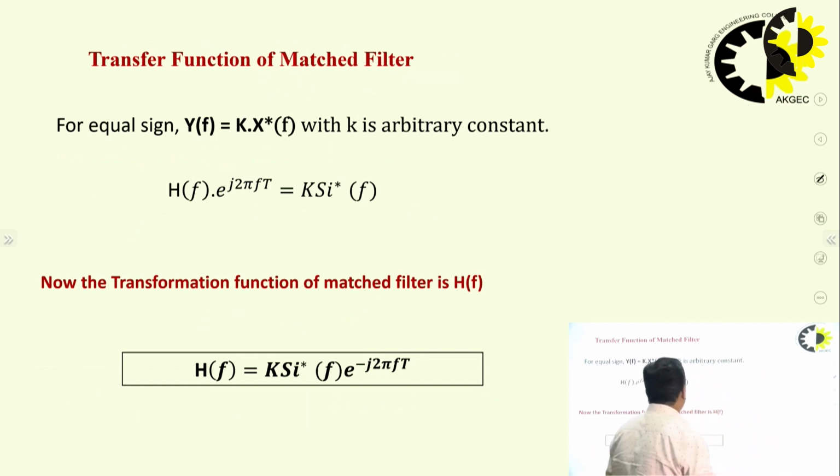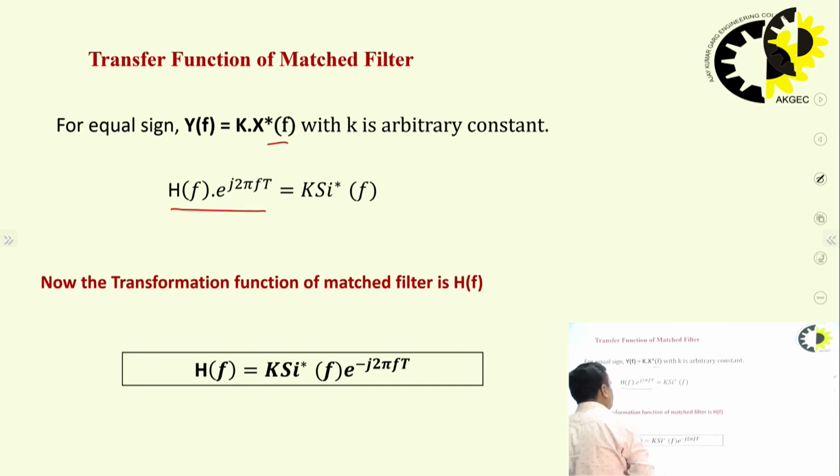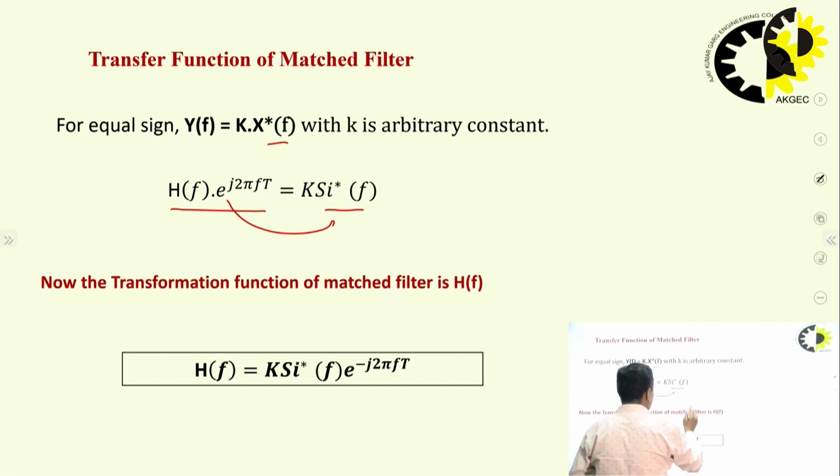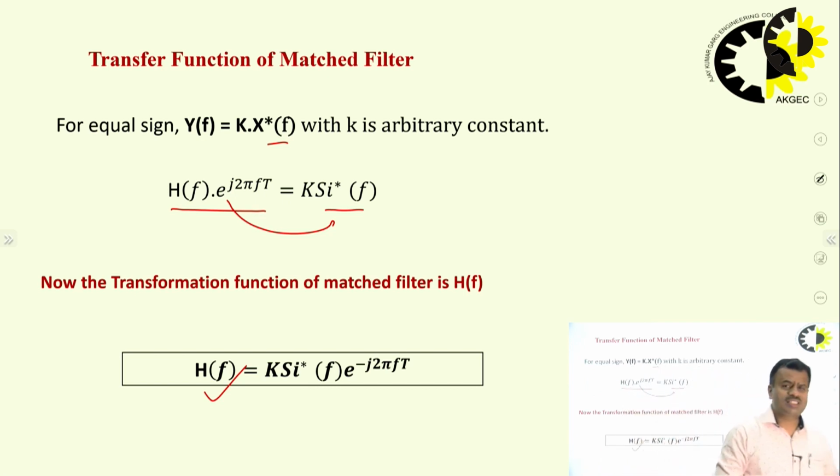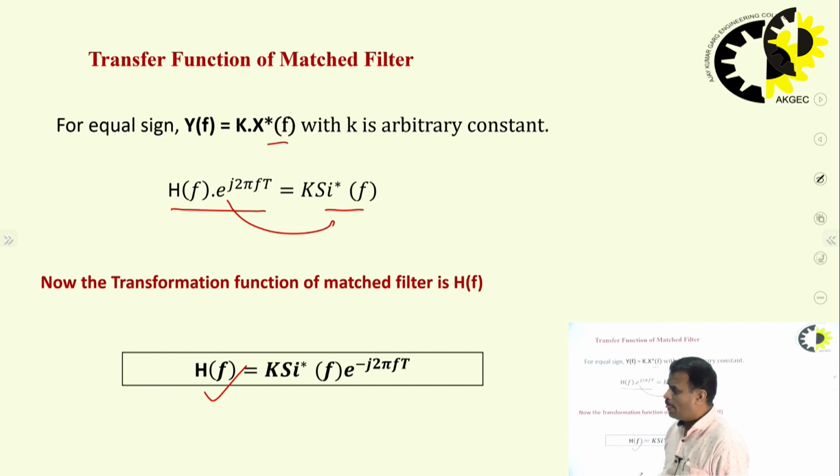Now also we can get the transfer function of the matched filter. So we know Y(f) is equal to k into X conjugate(f). We know this will be H(f) into e to the power j2πft is equal to k into Si conjugate(f). Now the transfer function is also written in another term: k Si conjugate(f) into e to the power minus j2πfT. So this will be the transfer function of the matched filter. So these derivations generally will be asked in examination. So carefully you have to understand here.